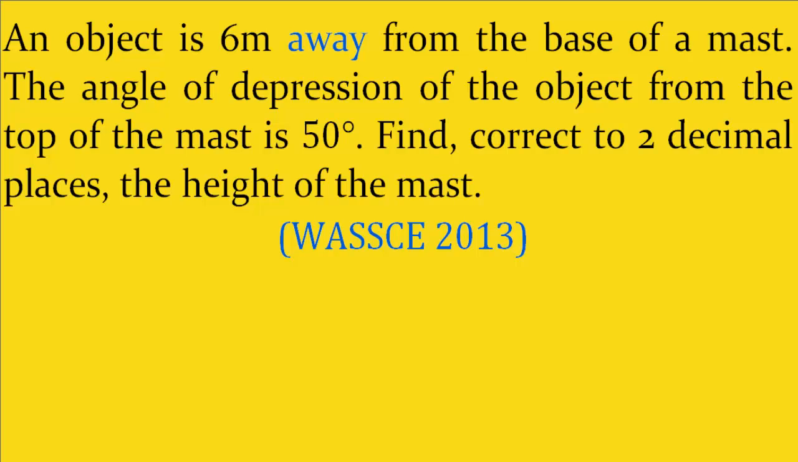So I've got question 26 here, and it says an object is 6 meters away from the base of a mast. The angle of depression of the object from the top of the mast is 50 degrees. Find, correct to 2 decimal places, the height of the mast. So we want to find the height of a mast.